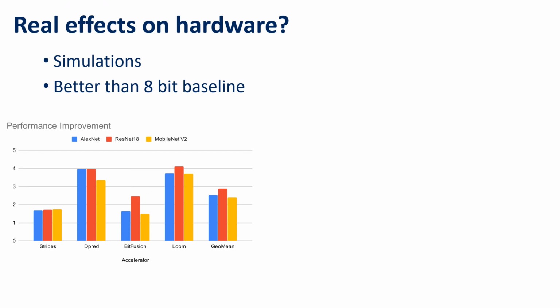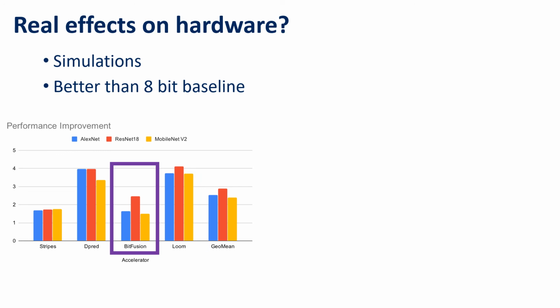Lastly, I will talk about performance and footprint results from simulations. The reference point used is the 8-bit baseline, since we know it usually works. On the performance graph, you can see the improvement we achieved on the 4 different hardware accelerators. Stripes and DeepRed are both bit serial designs on the activation side with different granularities. Loom does the same approach on both sides of the calculation. BitFusion is a bit parallel spatially composable design.